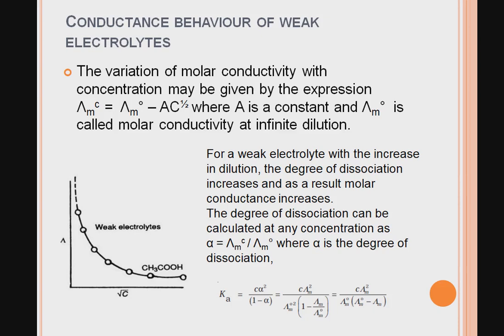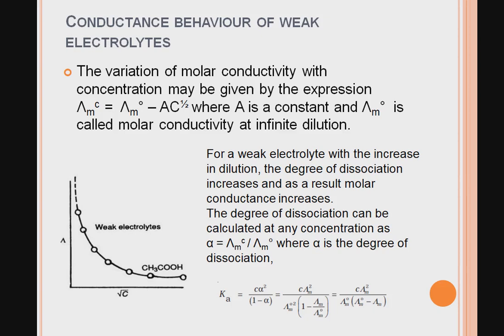Let us first talk about a weak electrolyte. For a weak electrolyte, molar conductivity increases with dilution. You can see the same trend in the graph also. Here, molar conductivity increases because weak electrolytes are partially dissociated, but on dilution, degree of dissociation increases. So, the number of ions will increase. So, that's why molar conductivity will increase.